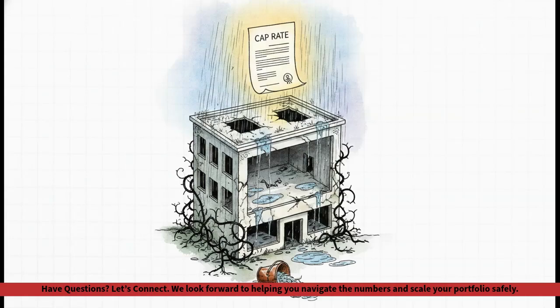We're talking about major structural repairs, like a failing roof or massive tenant improvement allowances required just to keep the building occupied. A property can show a beautifully high, artificial historical cap rate simply because the seller intentionally deferred critical maintenance for years. They kept the cash flow high on paper, and guess what? You inherit all the real world's problems.